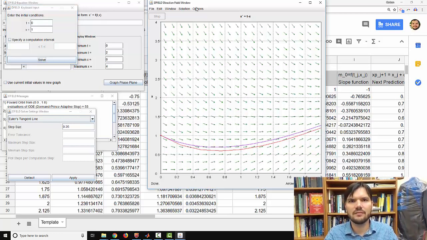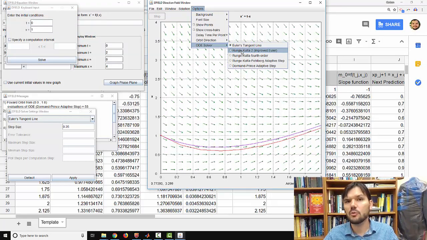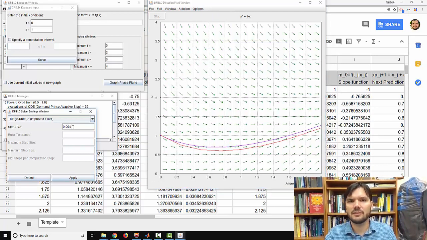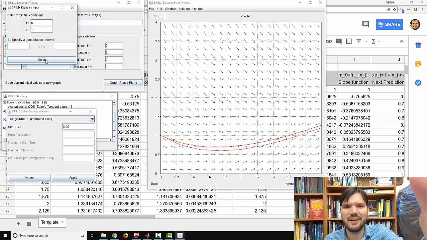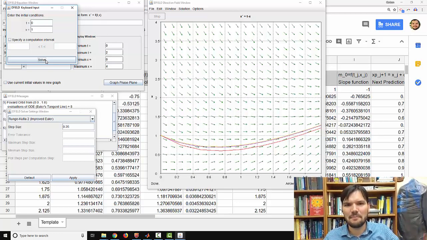Now, one of the other options was Runge-Kutta 2, otherwise known as the improved Euler method. So go back, try this one out. Do another 0.25, apply, go back, solve. And if you can just barely see that, the improved Euler method almost overlaps the Dormand-Prince, just a little bit off here and there, but is substantially better than the Euler method.